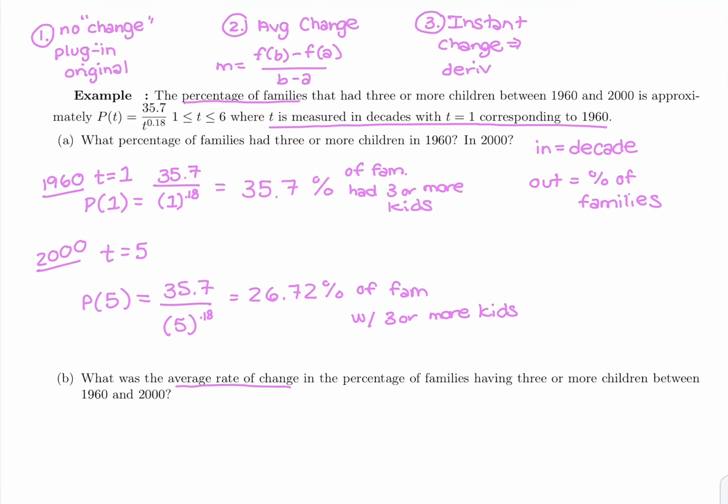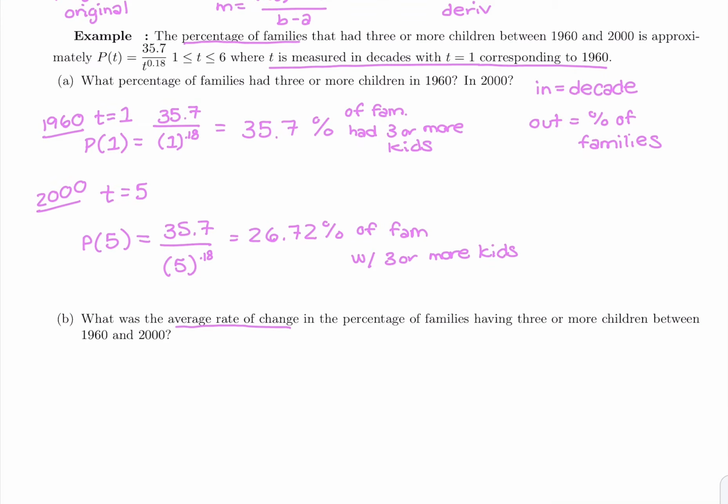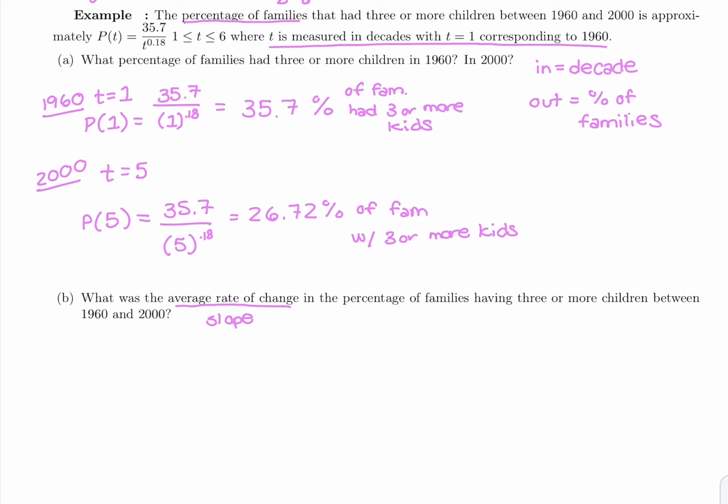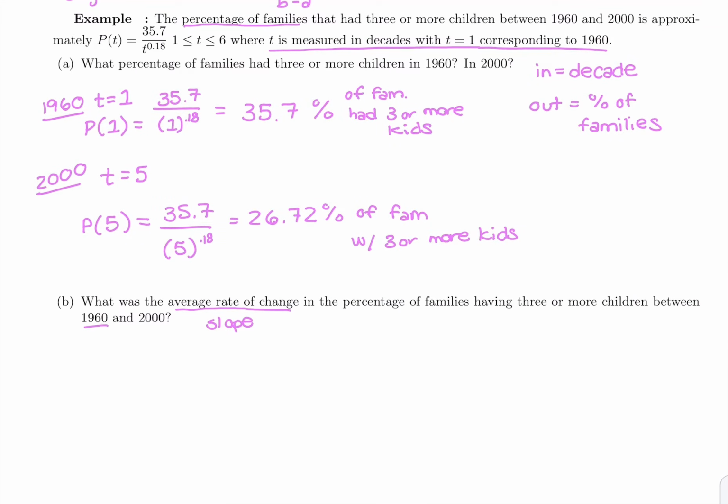The next part says, what was the average rate of change? Keying in right there are three options: average rate of change, slope. And the percent of families having 3 or more children between 1960 and 2000. We are going to use our slope formula. We want to plug in these t values. T equals 1 is given. We already counted our fingers and we said this is t equals 5. So we're going to do P of 5 minus P of 1 over 5 minus 1.